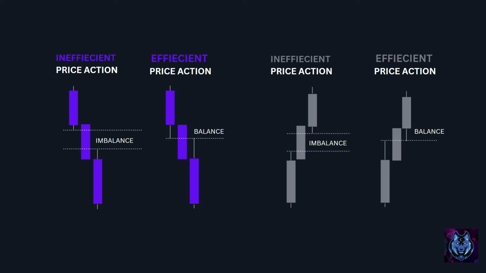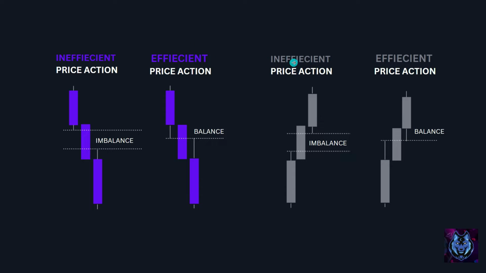Let me explain more. Here in this example, you can see we've got inefficient price action. Price made this massive move to the downside with these momentum candles and left a space between the wicks from this wick to this wick. We mark out this zone and this becomes our imbalance zone or inefficient price action. On the other hand, over here we have this move to the downside, but the wicks end up meeting and we call this a balance zone. This is efficient price action.